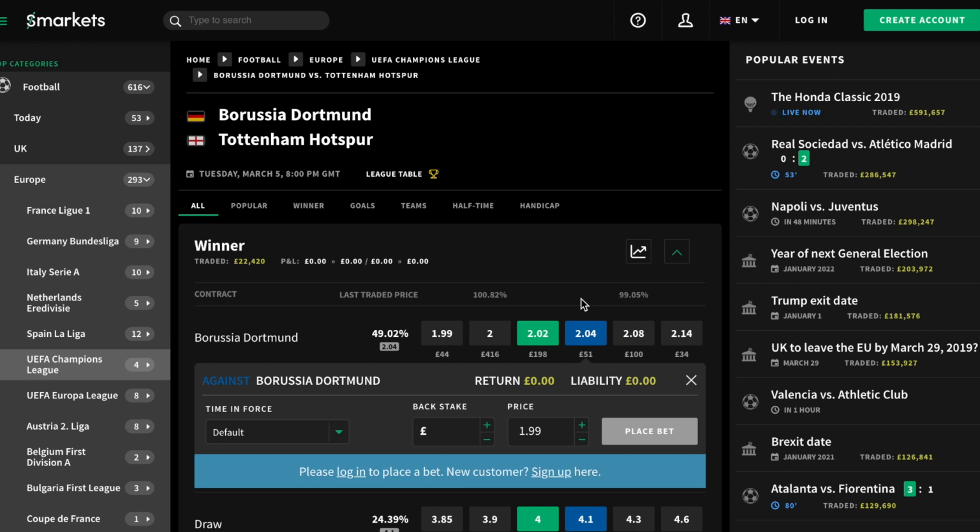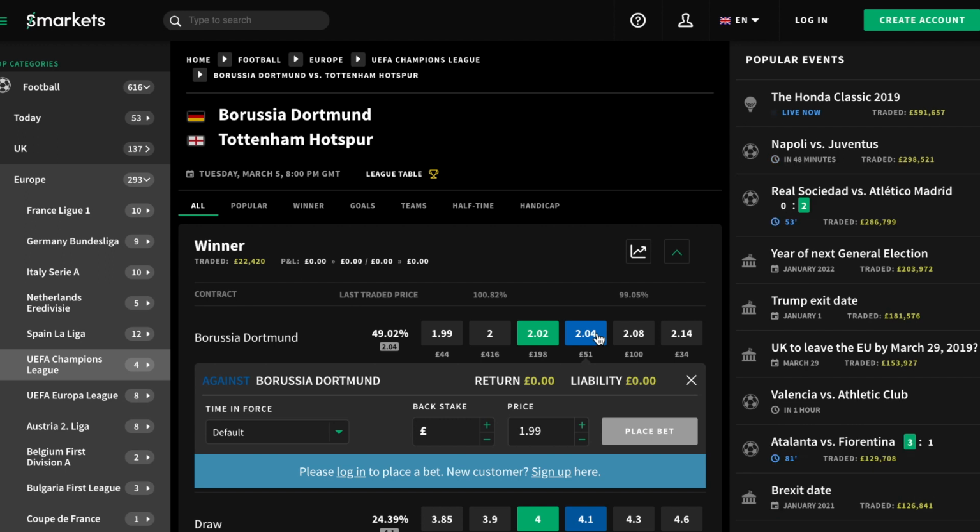If you bet on the two central tiles, your bet will be matched instantly, as you will be accepting the offers made by people on the other side of the market. However, you will only be matched if there is enough liquidity. In this case, I could place a lay bet of up to £51 if I wanted to, and this would get matched instantly. If I place more, only £51 of that would get matched, and the rest will go into a queue and wait for people to accept the offer.